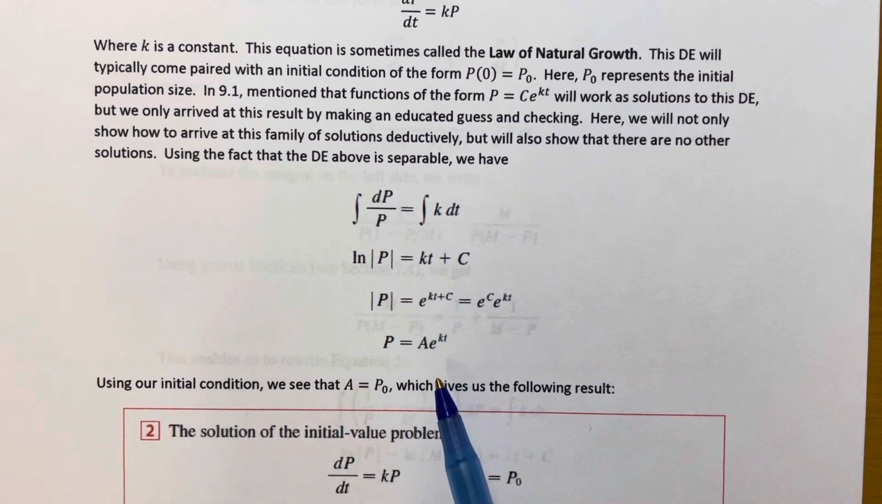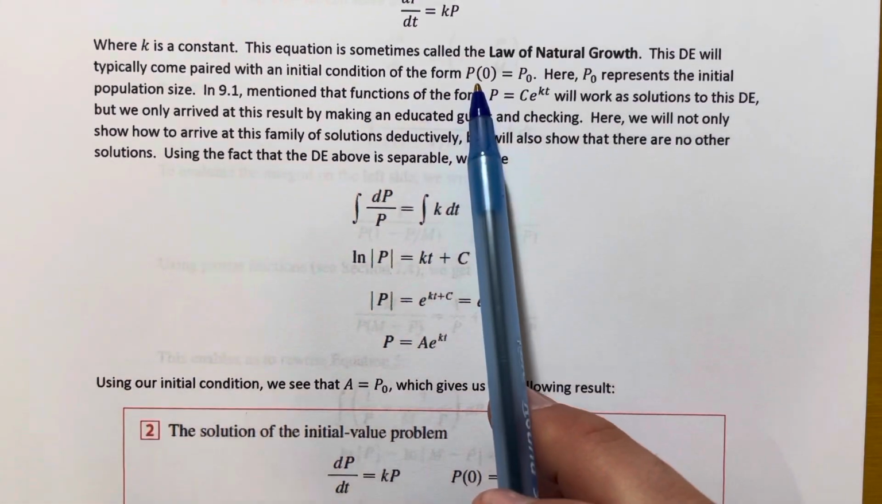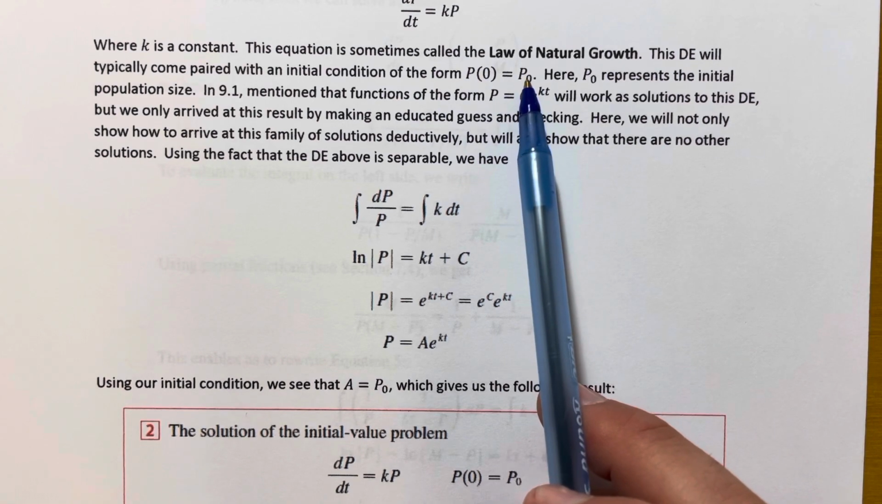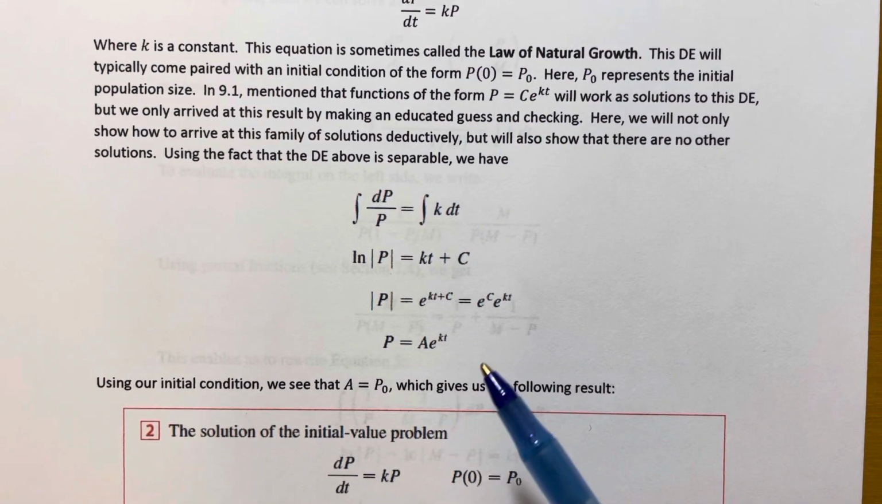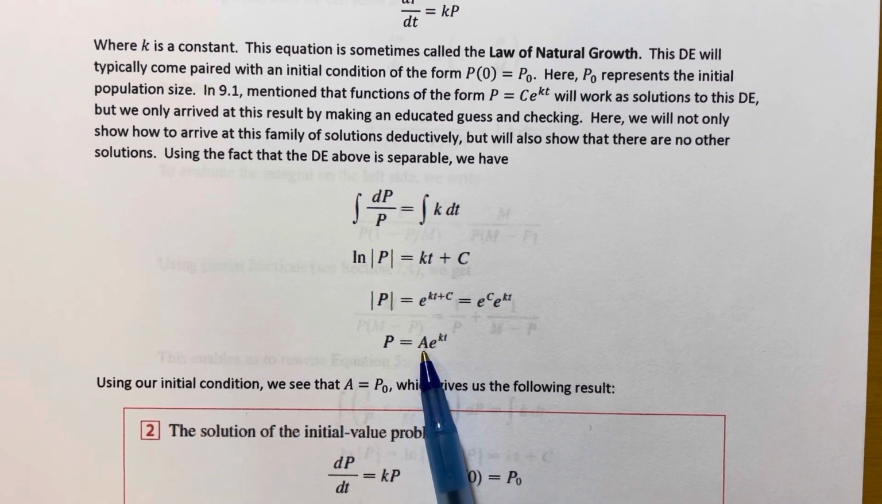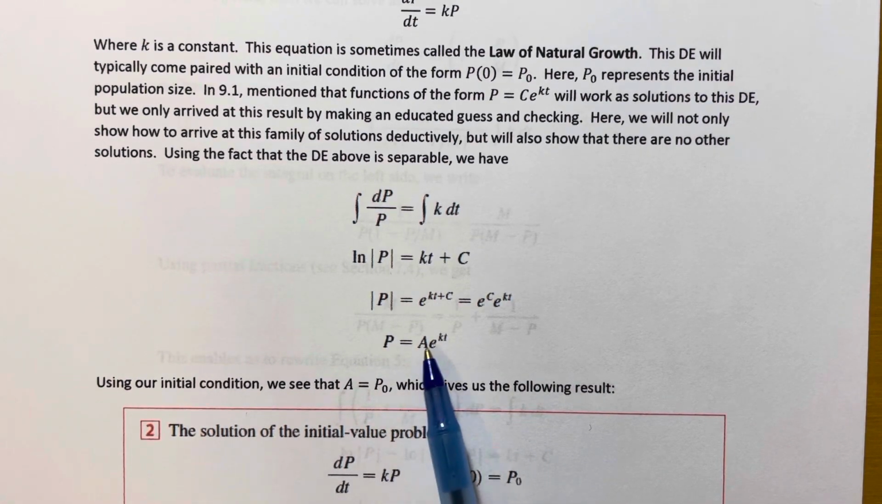I'm using a C instead of an A, but again, that A and that C are just arbitrary constants. Now, if you use the initial condition that we stated up here, which says that at time 0 our population is P naught. So in other words, P naught represents your initial population. Then you can use that initial condition here, plugging 0 in for t, so that this becomes A times e to the 0, or just A, which means P naught, which is what we would have on this side when checking our initial condition, is equal to A.